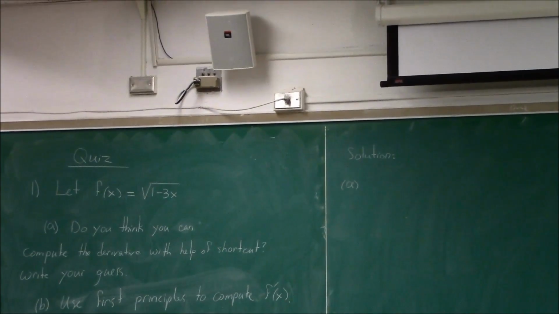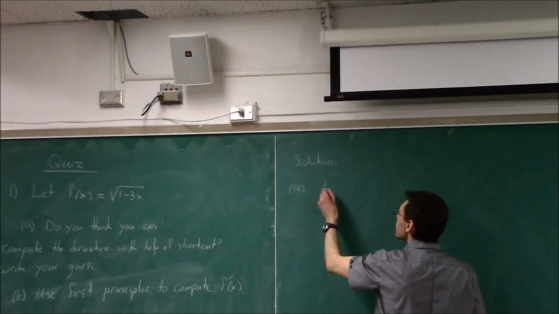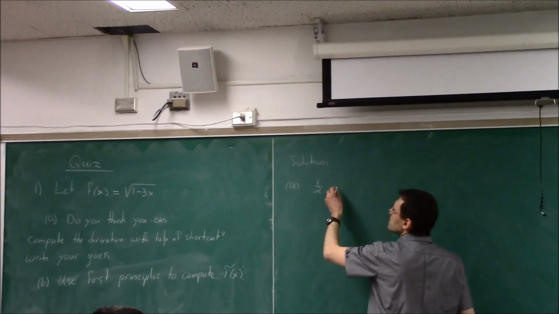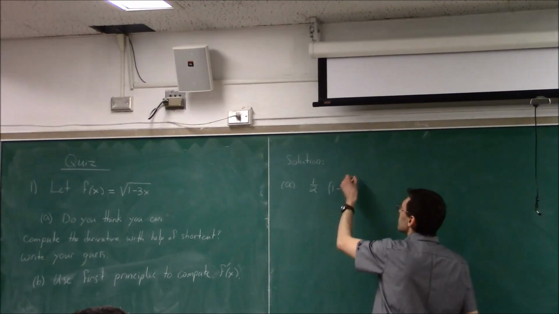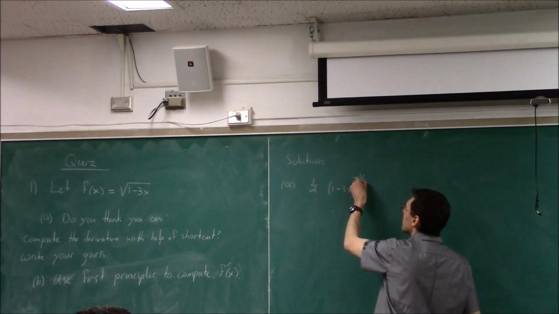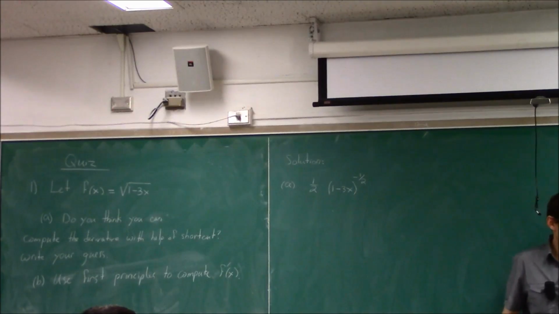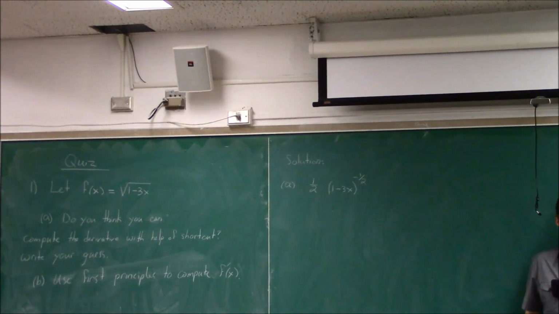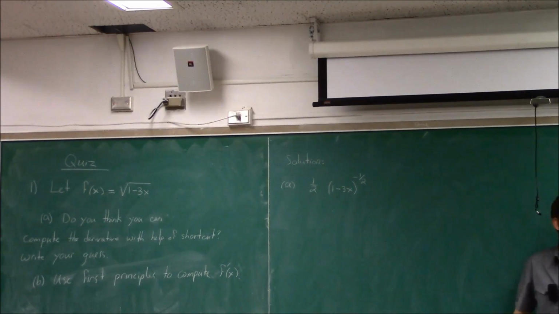Yes? So I got 1/2 times (1 minus 3x) to the negative 1/2. Right? Yes, I guess that's what you got. That's my guess. Fine. How many of you guessed the same thing? 1, 2, 3, 4, 5, 6. 6 people. Anyone like to give me a different answer?